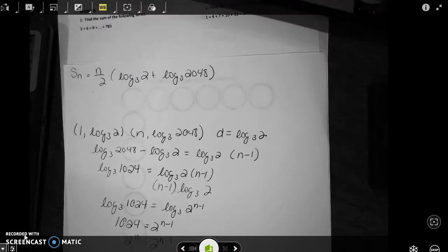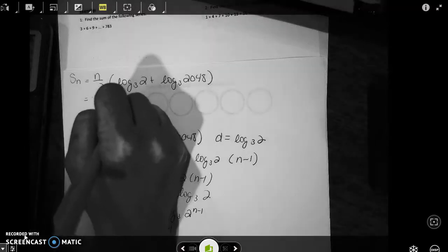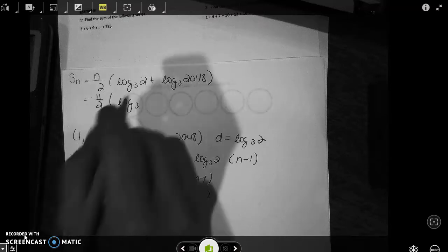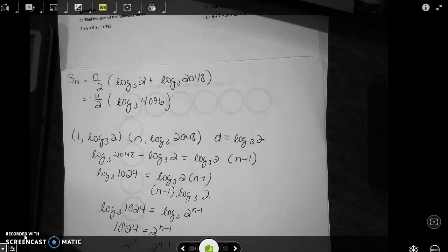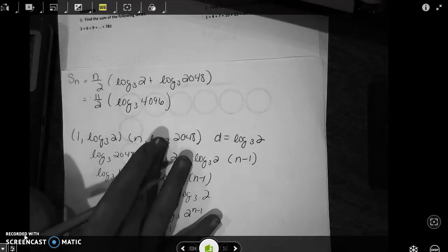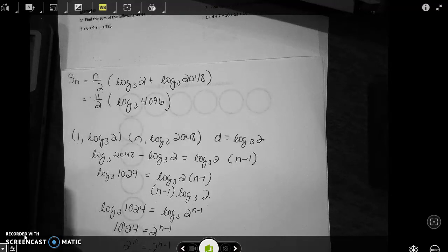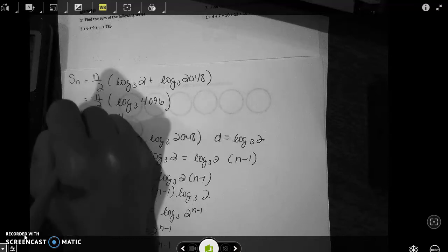So now that I know what n is, I can go back and plug that in. So I'll have 11 over 2. I'm going to go ahead and write this as log base 3 of 2 times 2048 by using the power property. And I can certainly leave it like this if I choose. I could type it in my calculator and find what log base 3 of 4096 is and multiply that by 11 halves. It's not pretty. I rounded it to 3 decimal places there.